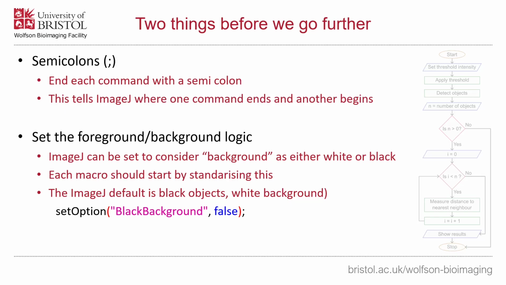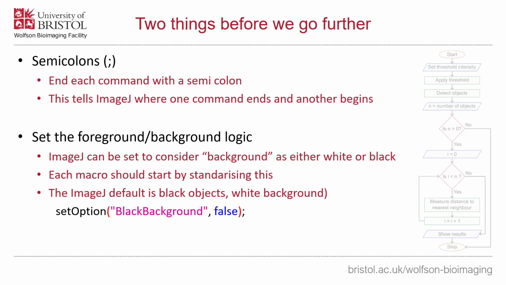The other thing that's really important to note is this idea of the foreground background logic within ImageJ. So ImageJ has a kind of global variable that allows it to consider what is foreground and background. And so that can either be set to be that it's a black background with white objects, or vice versa, you've got a white background with black objects.